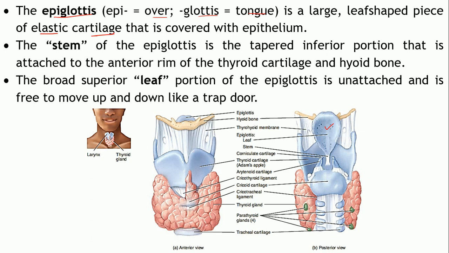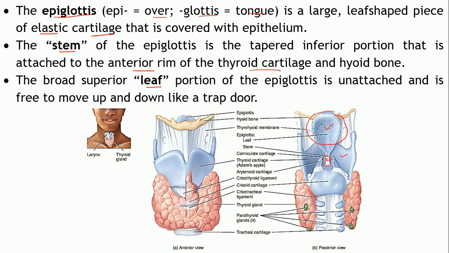Okay. Now, this particular cartilage has two parts, the stem, this is the one. The stem of the epiglottis is the tapering inferior portion which is attached to the anterior rim of the thyroid cartilage. It is attached to the thyroid cartilage, right, over here. Then the superior broader portion, this one, is known as the leaf. As you can see, it is a leaf like structure, right. So, it is known as the leaf.